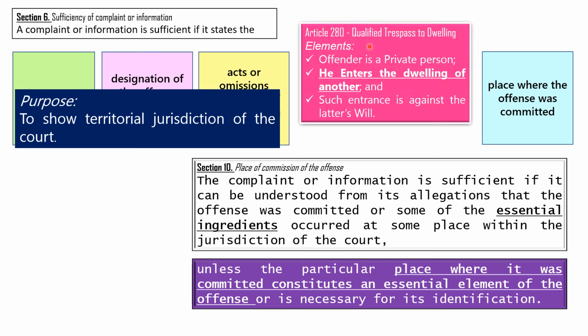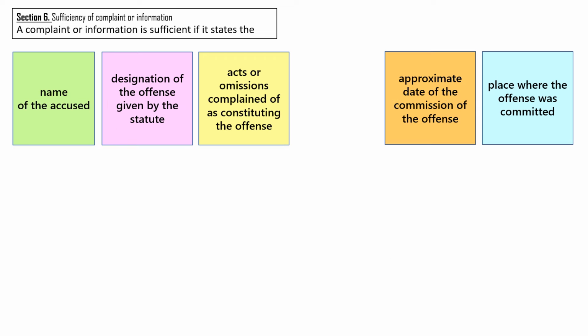Example, yung Article 280, qualified trespass to dwelling. So one of the elements of qualified trespass to dwelling is that the offender enters the dwelling of another. So we can see that place is an essential element of Article 280. Therefore, the requirement of the rule, since this is an essential element, you have to state in your information the place with particularity. Number 5 is the approximate date of the commission of the offense.